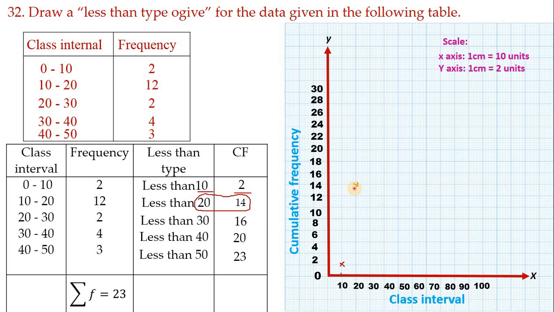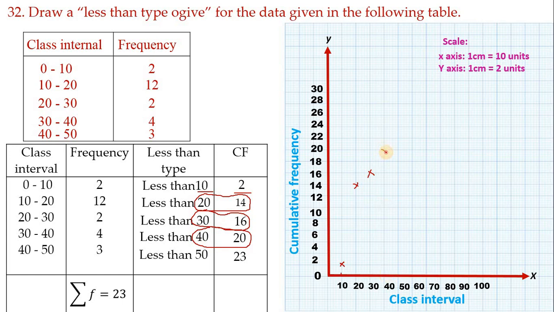So we'll get here 20 comma 14. Next is 30 and 16. So 30 is here, 16 is here. So this point is for 30, 16. And next is 40, 20. So 40 is here and 20 is here.